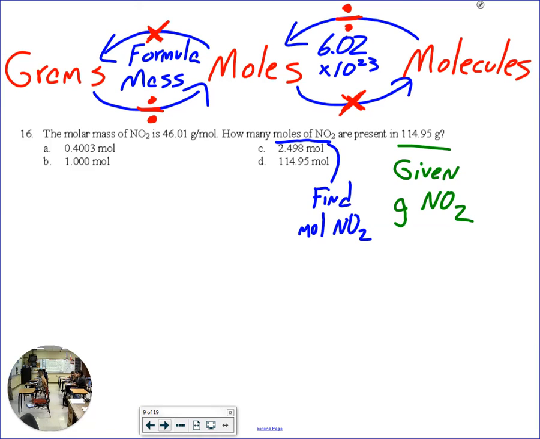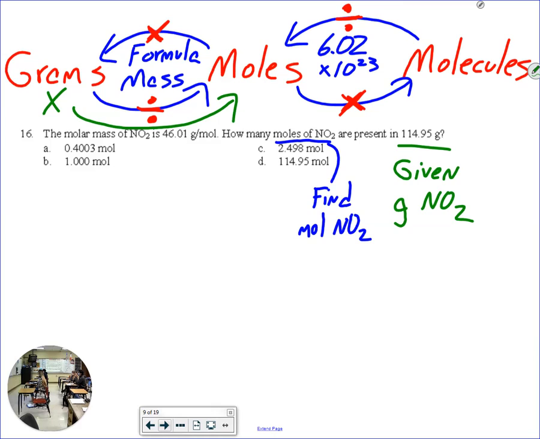Now, we're going to do this a couple ways. One, we're going to use our little road map here. If we're given grams, it means we're starting right here. Where do we need to hop to? We need to hop this way. So what are we going to do to get there? We're going to divide by the molar mass.